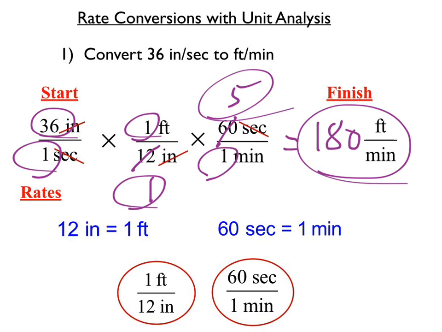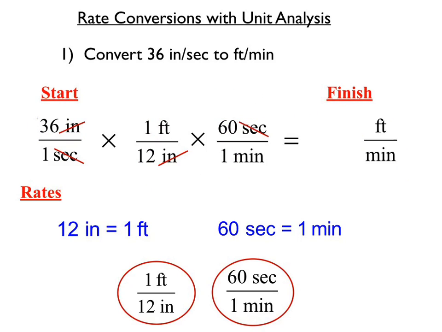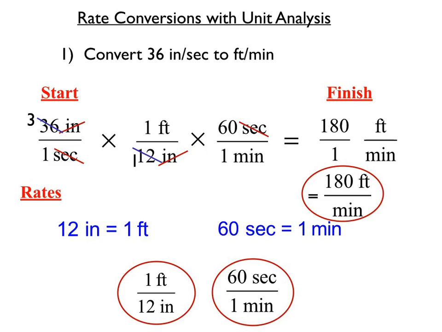So let me take all my messy writing off there, and we end up with, and notice that I did the cross-canceling a little bit differently here. I went with 12 into 12 once and 36. 12 goes into 36 3 times, but you still end up with 180. So 36 inches per second as a unit rate is the same thing as 180 feet per minute as a unit rate.